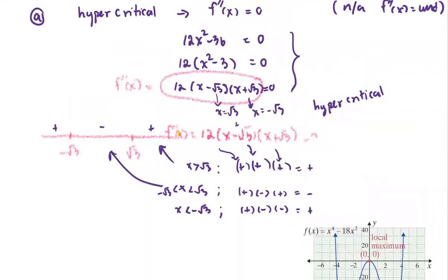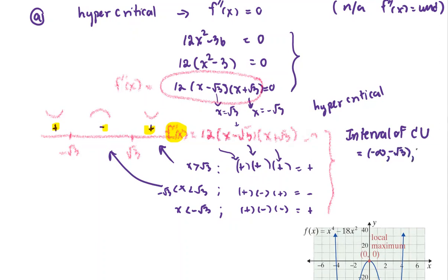Recall these are the signs of the f double prime. For the positive one, I'm happy. Negative one, I'm not happy. Positive, I'm happy. So this way, I can make a summary. The interval of concave up, CU, is going to be the left end, negative infinity to negative square root 3, and the other one is square root 3 to positive infinity.